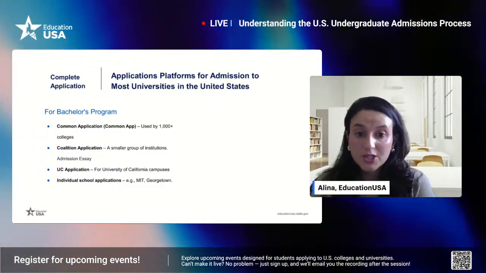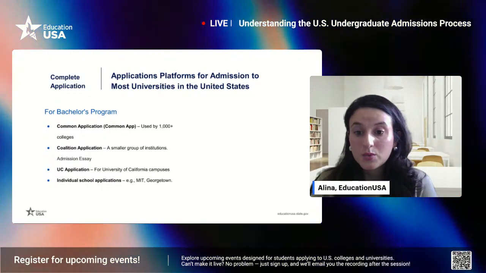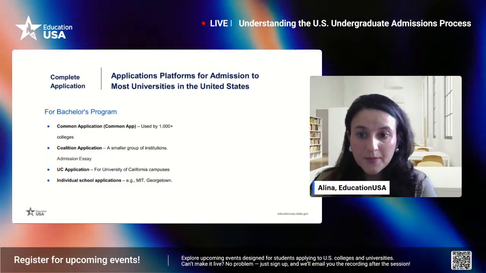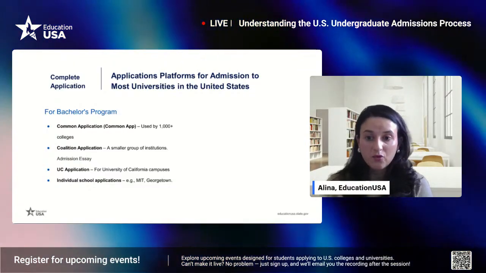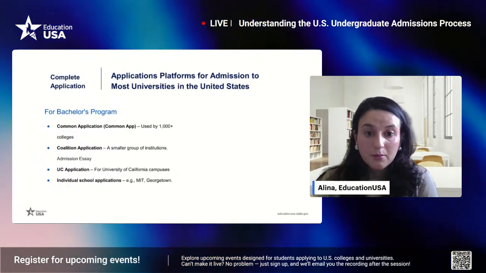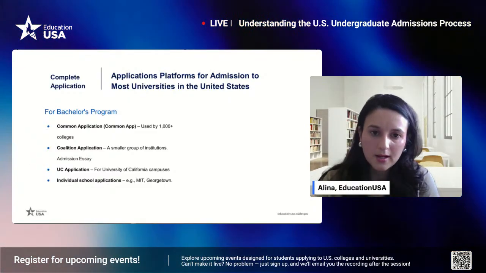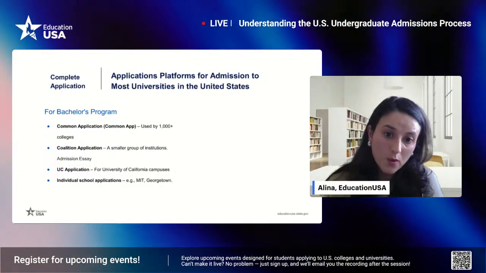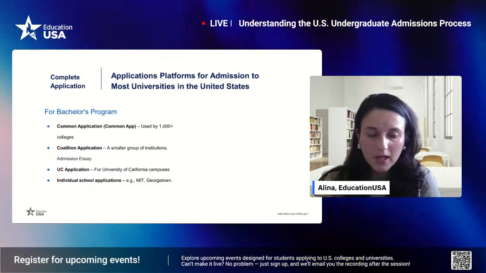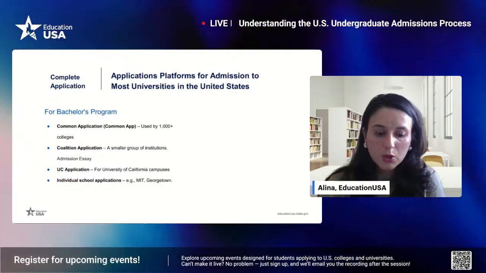There is also the Coalition App, which is a smaller group of institutions. The UC application is specifically for University of California campuses. And there are also platforms that are used by individual schools. For example, some private schools use their own applications, and that can also be found on their website. Their admission commission can give you more information on how to find that platform and how to apply for it. They have a bunch of instructions that you will use too.